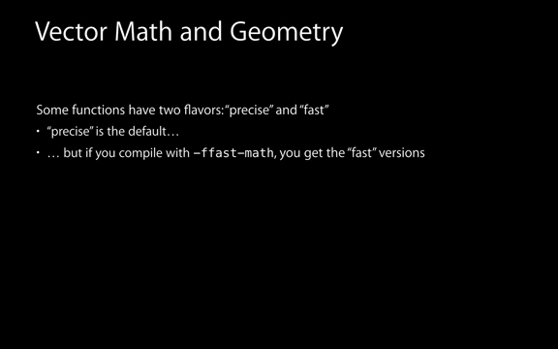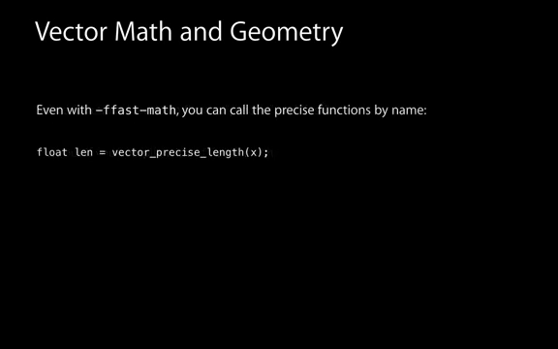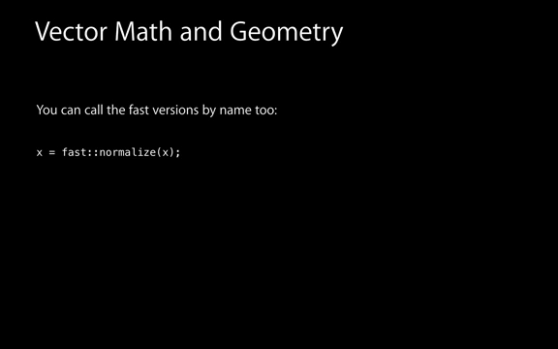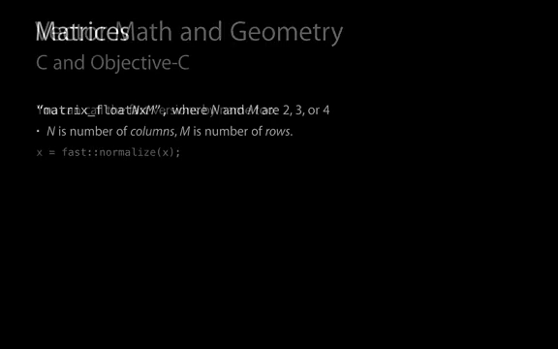Now, even if you compile with fast math, you can still call the precise ones individually when you need to by just introducing precise into the name. And similarly, vice versa. If you don't have fast math specified, you can always call the fast variant. And in C++, we do this with namespaces. There's a sub-namespace called fast and a sub-namespace called precise that you use, so you can just override the defaults really easily.